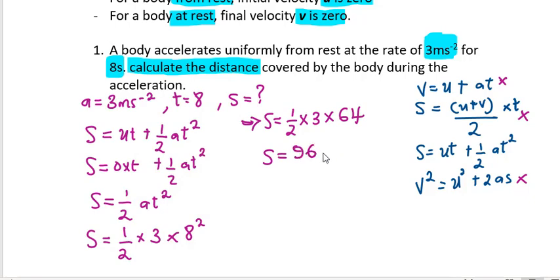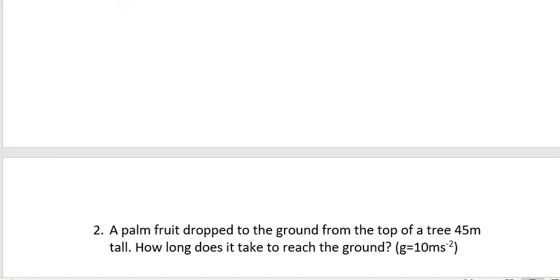So we'll have that x is equal to 96. But remember, in physics, always add your unit, and the unit of distance is what? M, which is meter. And we are done for that very question. Let's go for the next one. Please, if you don't understand, you can pause the video and go through that question again.